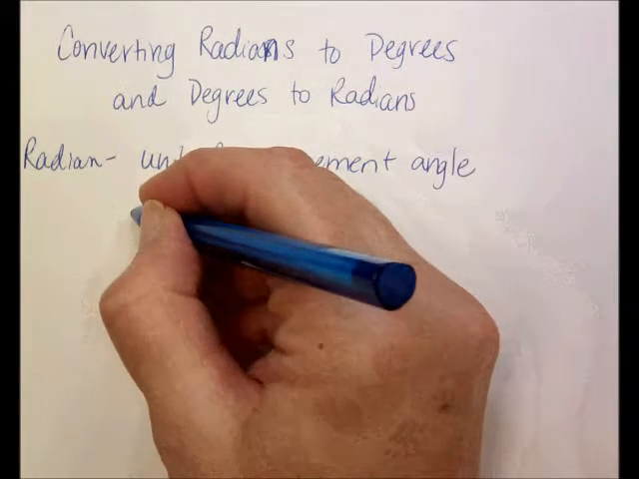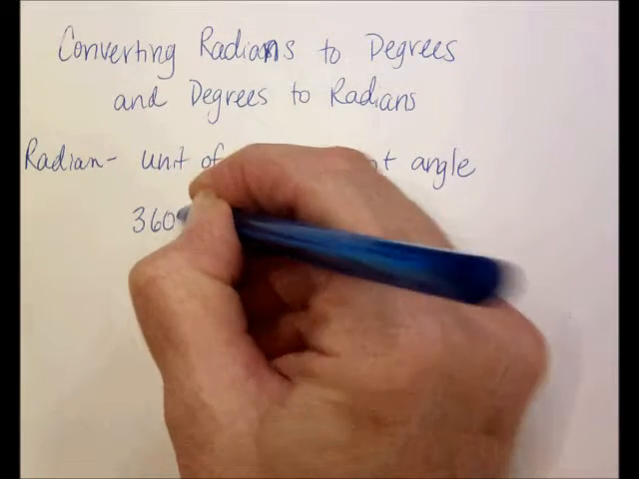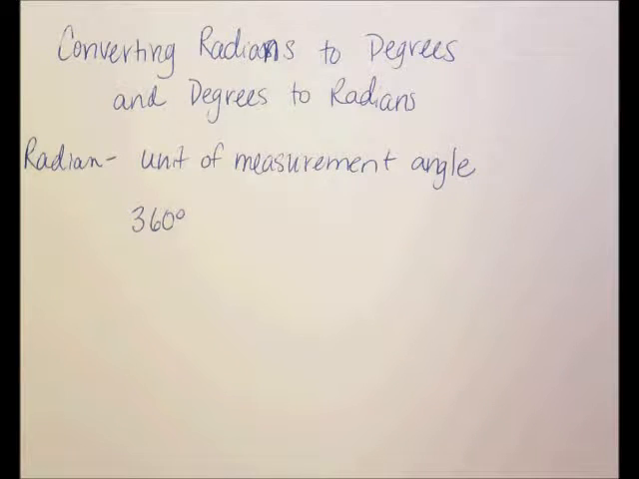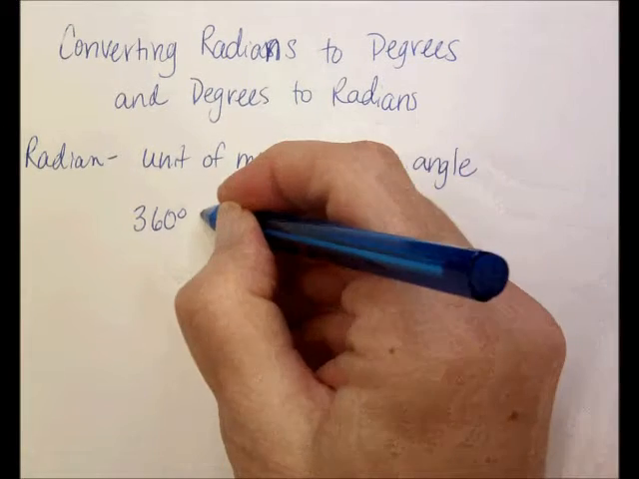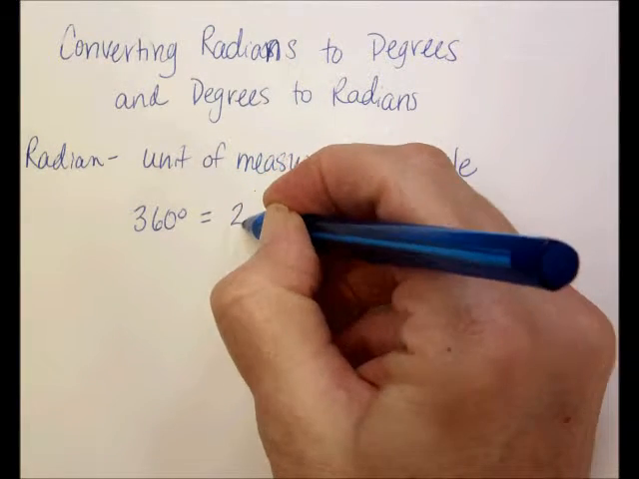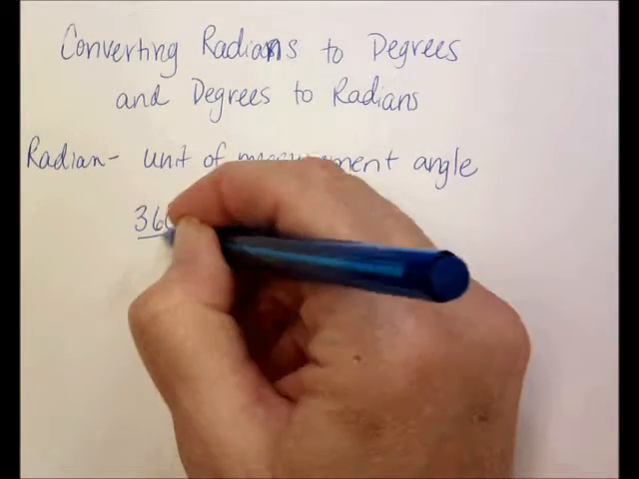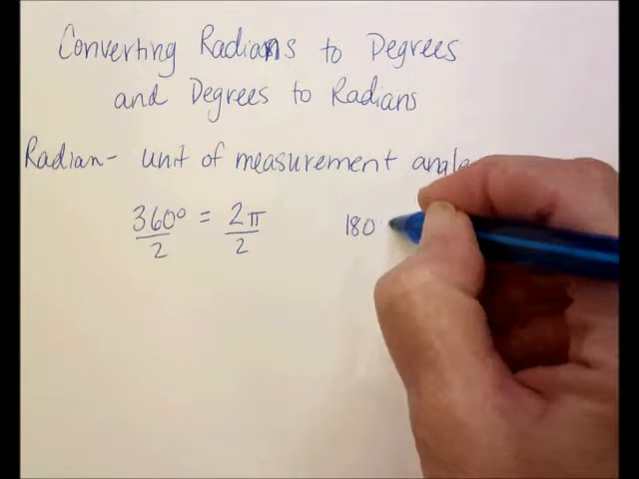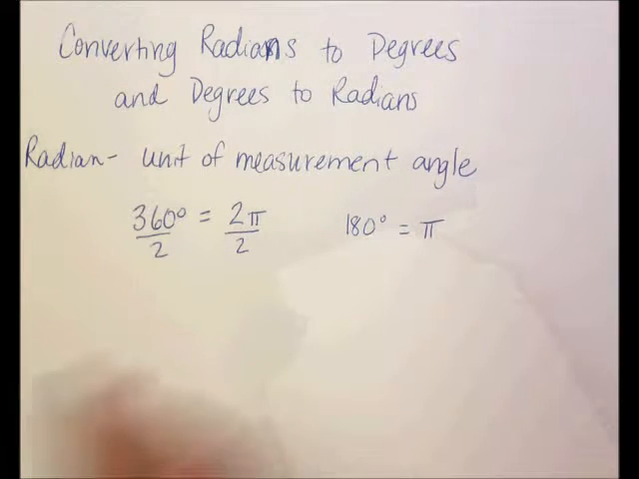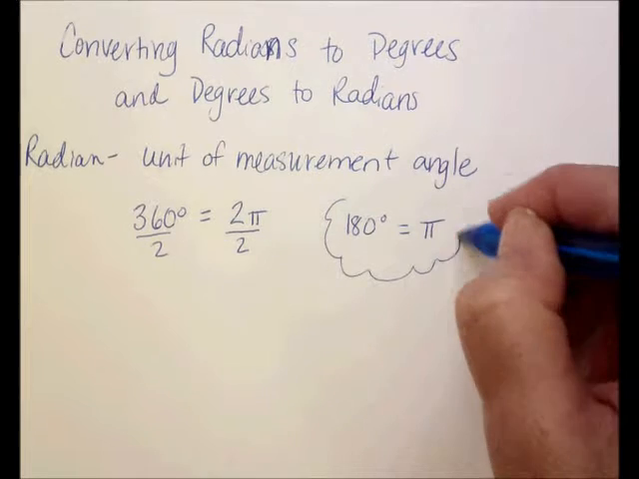And we talked a lot today about the whole circle is 360 degrees, and everybody could tell me that. And so just like everybody can tell me that a whole circle is 360 degrees, you need to now be able to tell me that a whole circle in radians is 2 pi. And so when we figure this out, we can divide both sides by 2, and we can see that 180 degrees is equal to pi.